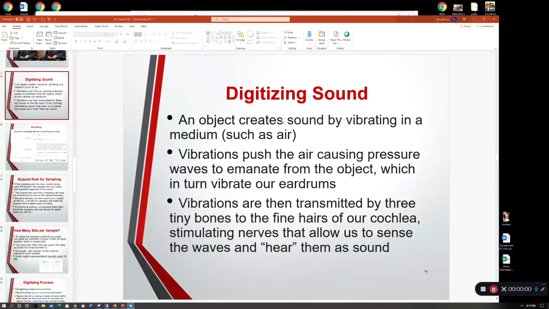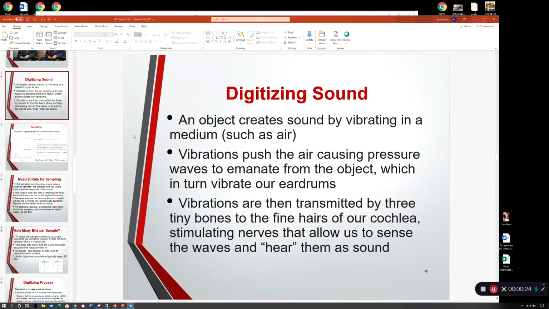Hi, welcome back. This clip we're going to be covering for CS170. It's going to be on Chapter 8, Digitizing Sound. We're going to cover, continuing on from my last clip, which was how do we digitize pictures. We're going to be looking at sound this time.